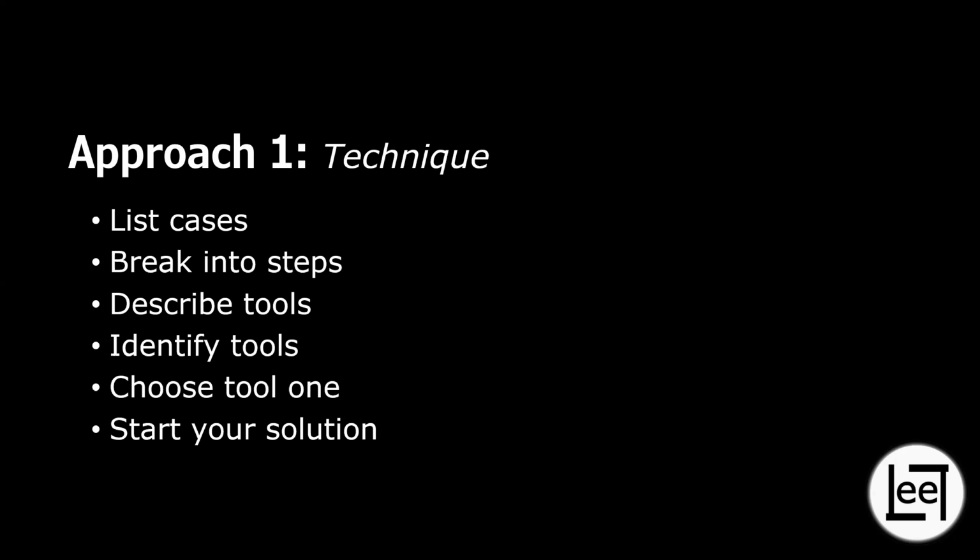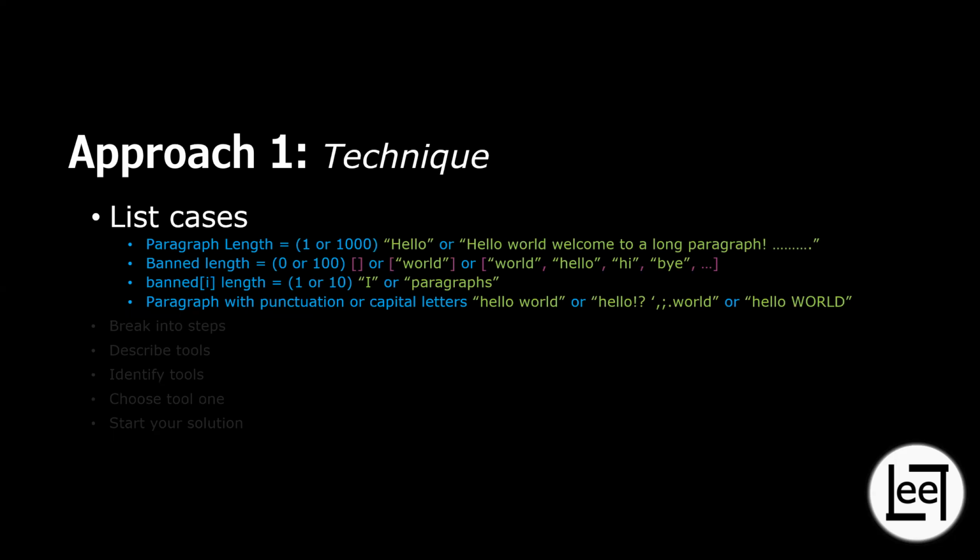So now, creating our objective technique for solving problems. The structure that I came up with for solving problems involves listing possible cases, breaking the problem into individual steps, describing the tools that would satisfy each of those steps, and once those tools have been described, identifying the actual tools that exist which would satisfy that description. Then, for the first step, we choose our tool and we start our solution by just solving that first step and testing. So how would that work for our example problem?